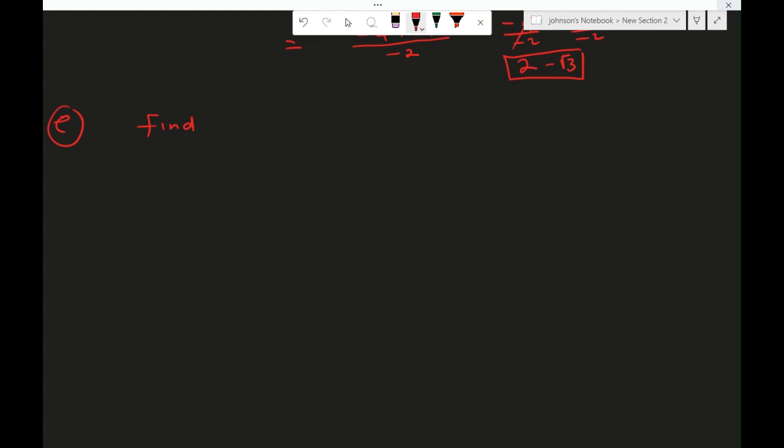It says we should find the exact value of cosine 3 pi by 7, then cosine 2 pi by 21, plus sine 3 pi by 7 and sine 2 pi over 21.